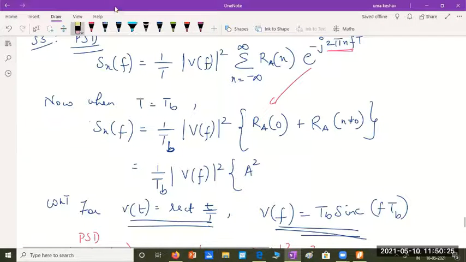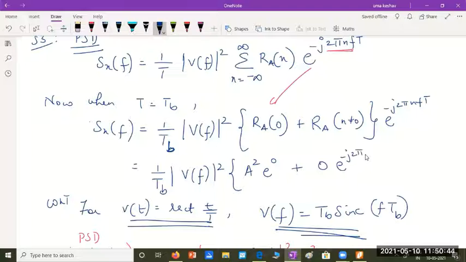It will be easier. Let me keep this e to the power of minus j 2 pi nft. Instead of skipping steps, this would be easier. This into e to the power of 0 plus 0 into e to the power of minus j 2 pi nft. Okay. I hope now there won't be any confusion.